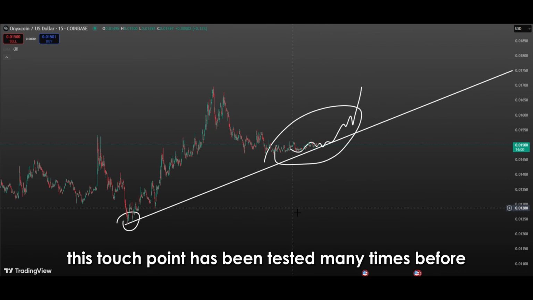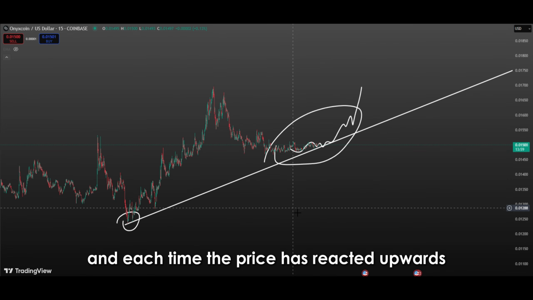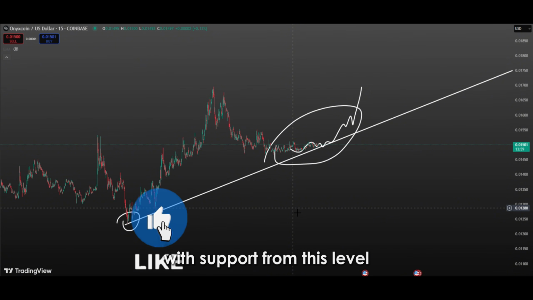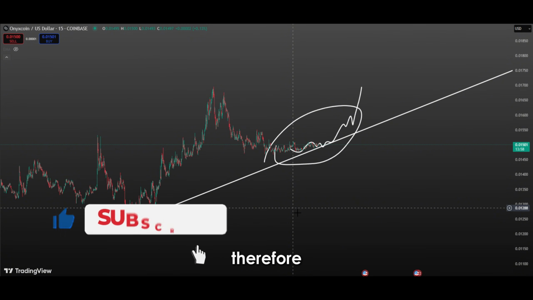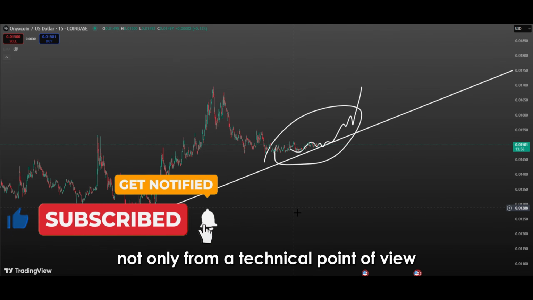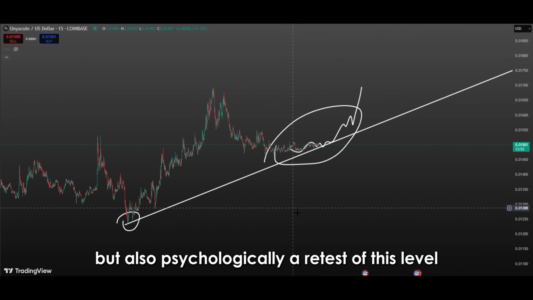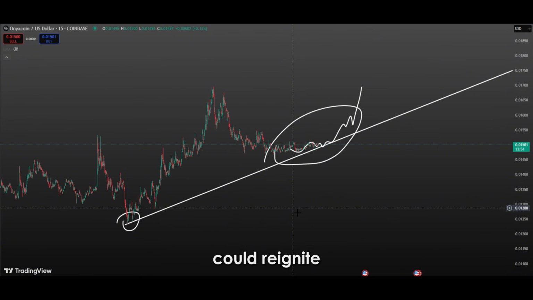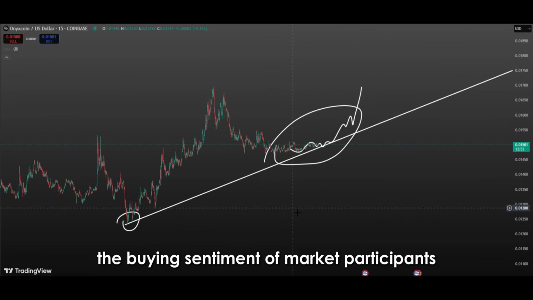This touch point has been tested many times before, and each time the price has reacted upwards with support from this level. Therefore, this area can be considered a strong support level, not only from a technical point of view, but also psychologically. A retest of this level could reignite the buying sentiment of market participants.